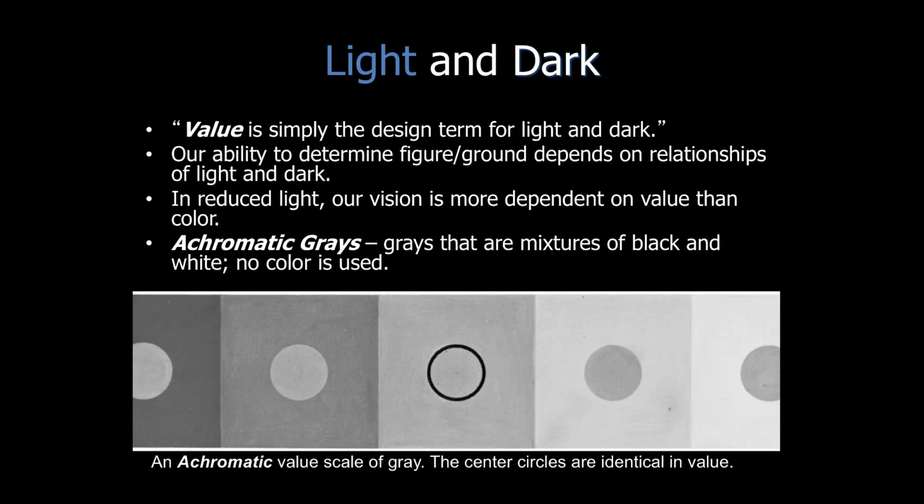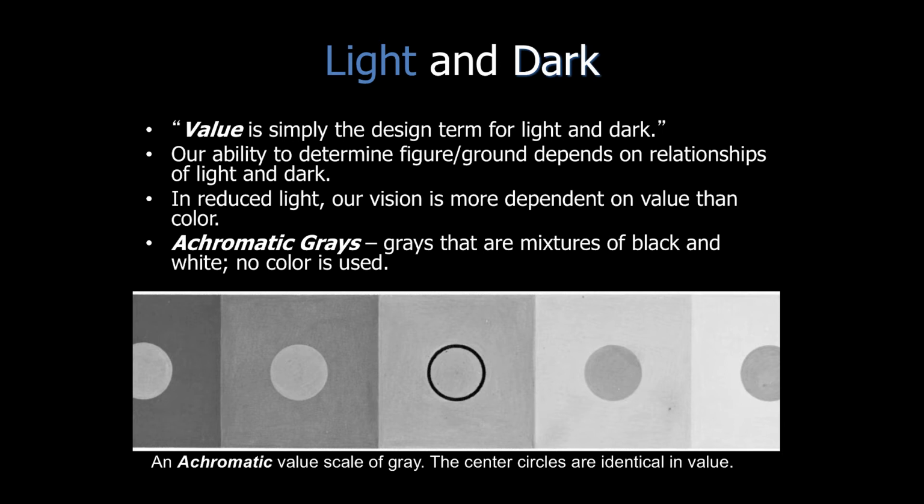Light and dark. So value is simply the design term for light and dark. So of course our darkest value is black and our lightest value is white. Our ability to determine figure ground depends on relationships of light and dark. In reduced light, our vision is more dependent on value than color. So if you're driving at night, you notice that everything seems to be various shades of gray.